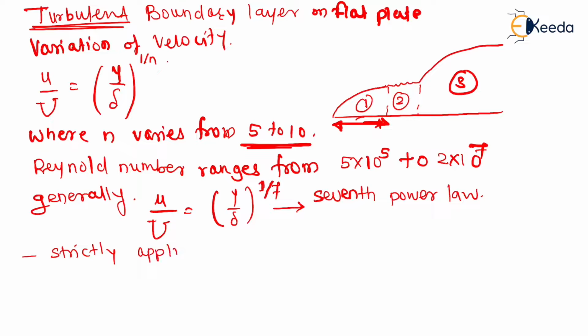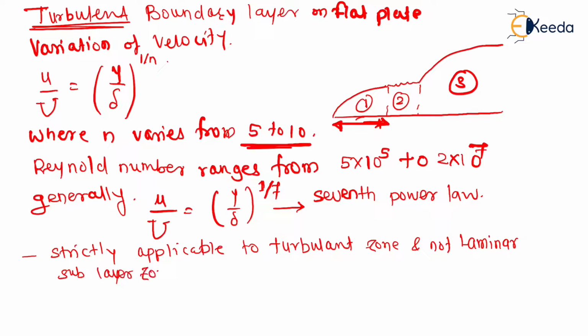This is strictly applicable to the turbulent zone and not the laminar sublayer. We know that in this zone there exists this fourth term, that is the laminar sublayer. So whatever the relation, the 7th power law is valid only in this hashed portion, not in the laminar sublayer zone.